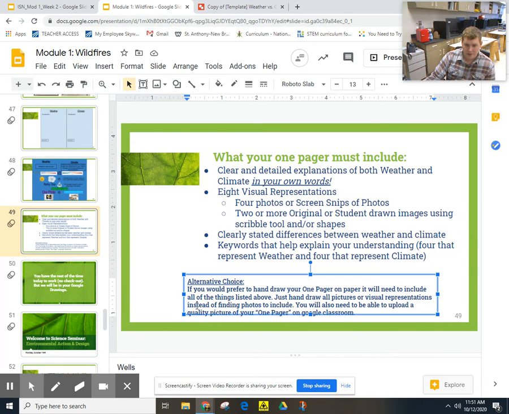If you would prefer to hand draw your one pager, that is a fine option, but it will need to include all the things above. Just hand draw all the pictures or visual representations instead of finding photos to include. You will also, and this is very important if you want to just hand draw your one pager, you need to make sure you can take a quality photo and turn it into Google Classroom before you do it by hand, okay? We need to be able to look at it and understand what's going on when you turn it in.